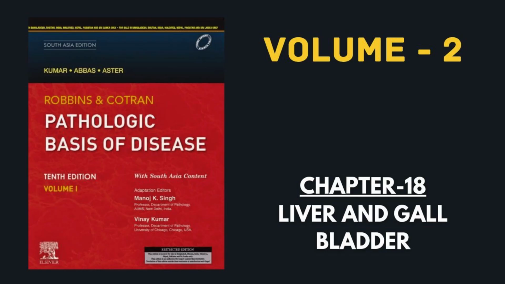Let's focus on the microscopic view now, using figure 18.20b, which illustrates alcoholic cirrhosis. This biopsy is often stained with Masson trichrome, which highlights collagen in blue. What's the specific pattern that's common in alcoholic disease?